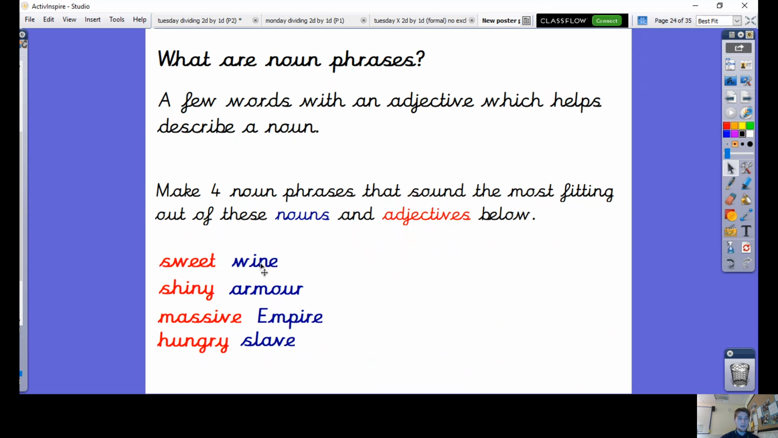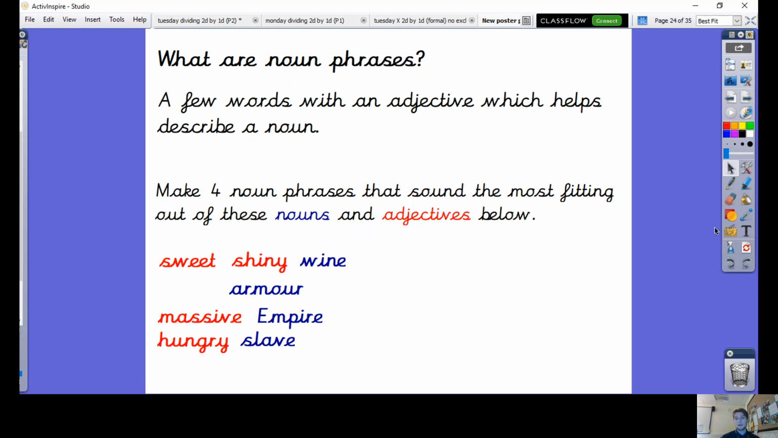And I could picture a sweet. I could picture some wine in the sun, with it being sweet and with the sun reflecting off of it as well. So what I could do is put two adjectives before it to describe it even more, because now I can really picture some wine in the sun back in the Roman times, and also how about how it tastes.